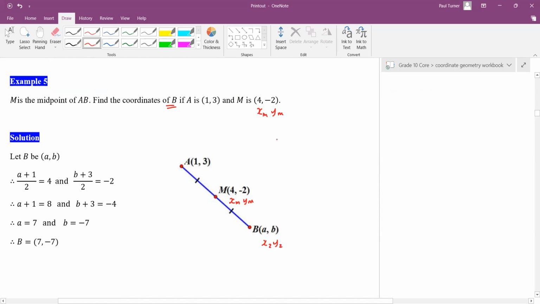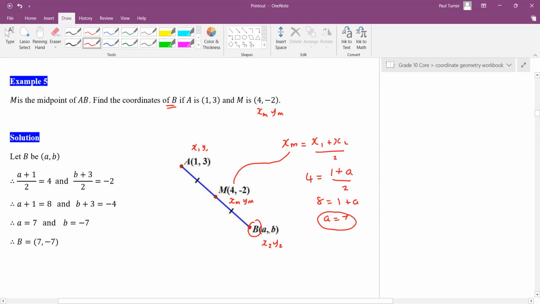So your formula again would be xm is x1 plus x2 on 2. But this time we actually know what xm is. We know the midpoint is 4. So you write 4 is x1, which is 1, plus A, on 2. Let's call it A because I used A in the question. Now it's just a matter of rearranging the equation to find this point B. So 2 4s are 8, 1 plus A will be 7. So A is 7.